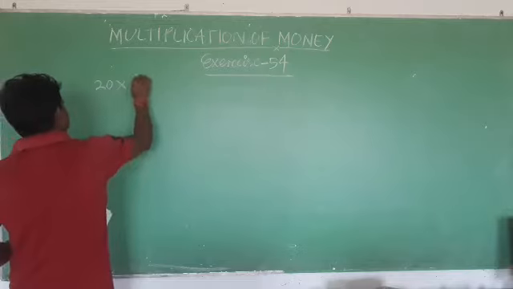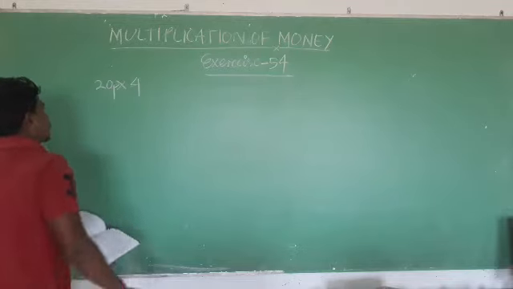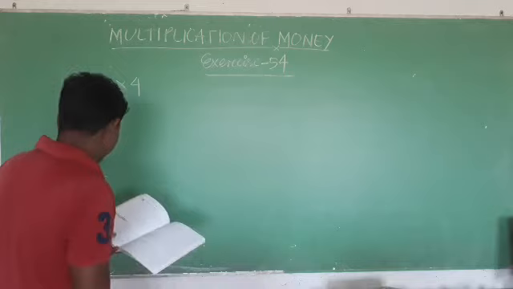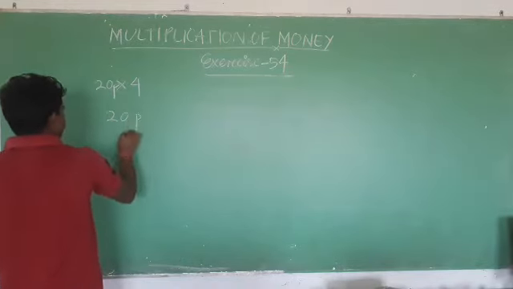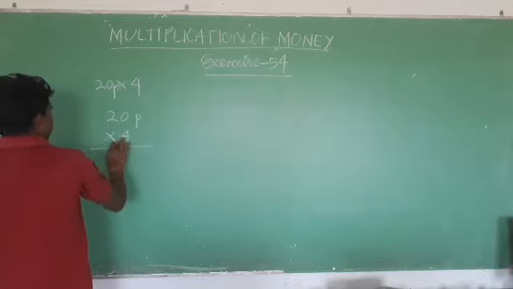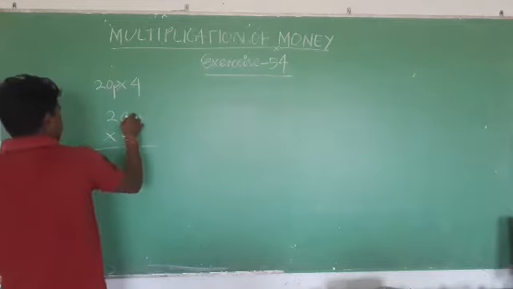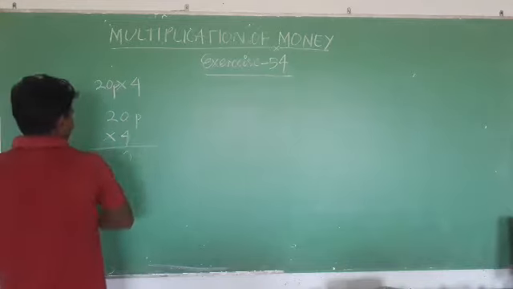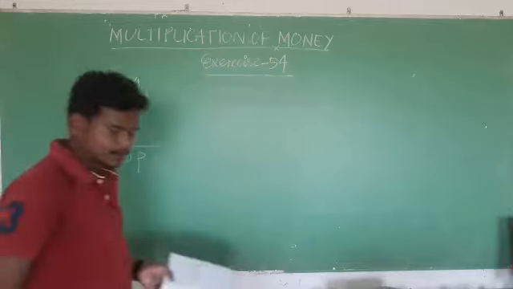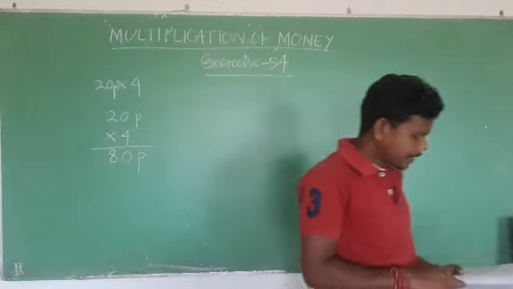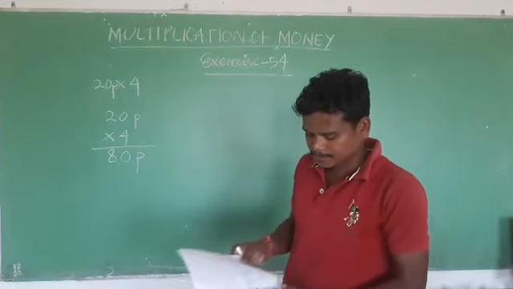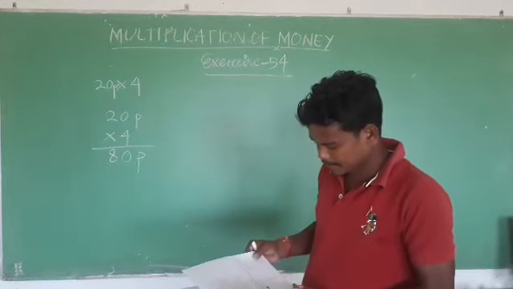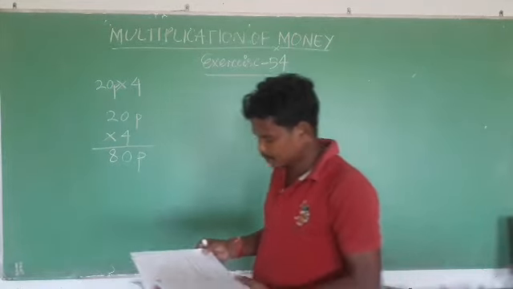20 into 4. This is 20 paisa, okay? 20 paise into 4. So write 20 paise into 4 like this and do the multiplication. 4 zeros are 0, 4 twos are 8. So the answer will be what? 80 paisa, right? You have done much more in the previous class also. Next question is here.